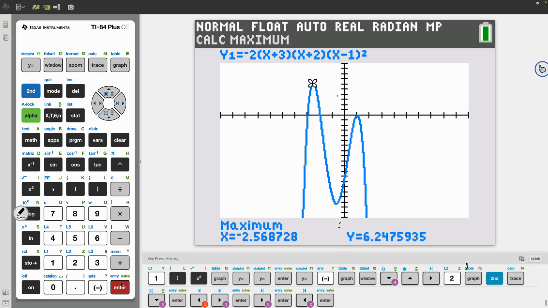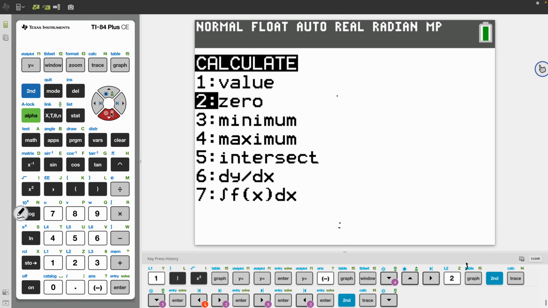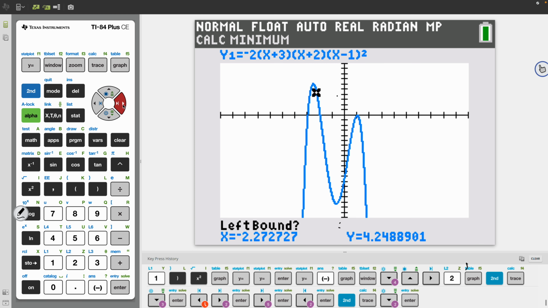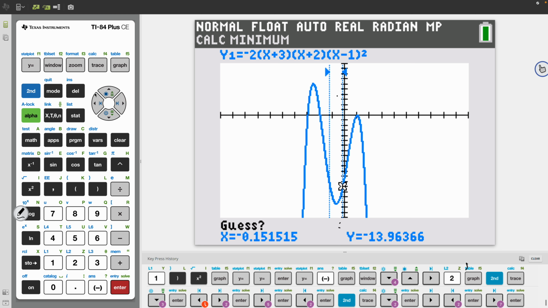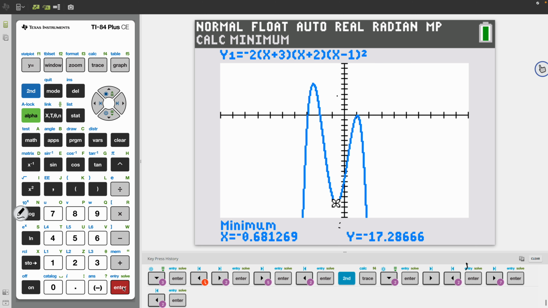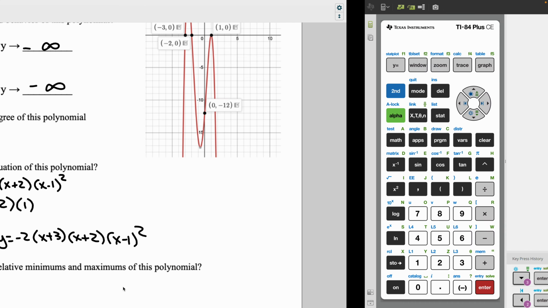It's -2.56, 6.247, right? Okay, and let's find the minimum. So we can go second calc, minimum. Go left bound, right bound, and our guess right there. Okay, and we get this coordinate for our minimum. It's -0.68, -17.28.